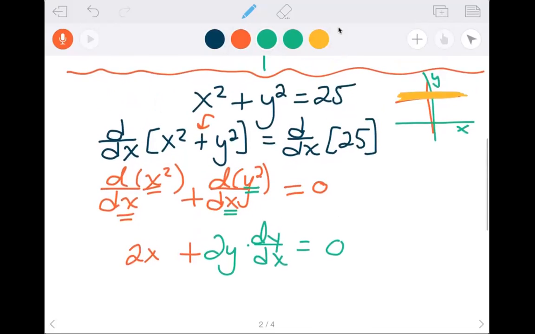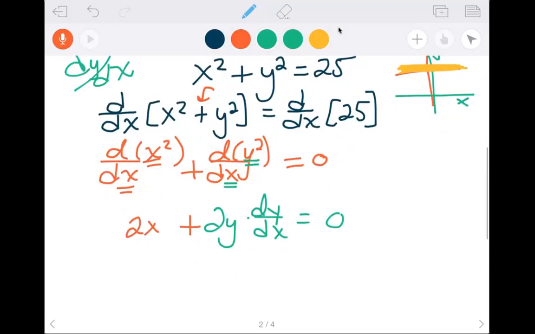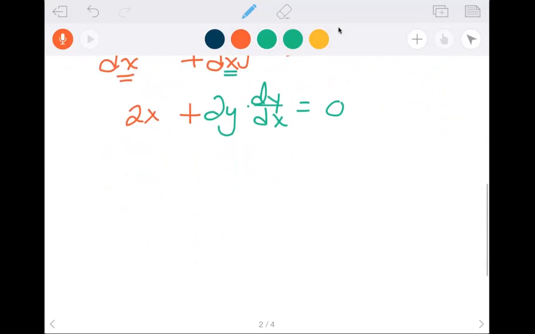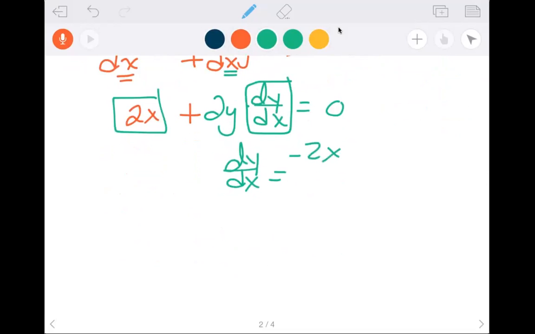Keep in mind, I'm trying to find the derivative here. I'm trying to find dy/dx. That's my ultimate goal. You might say you already found it. I did. I found it explicitly, and now I'm finding it implicitly. So when I solve this for the derivative, I'd subtract the 2x off, divide by the 2y, cancel, and I get negative x over y.